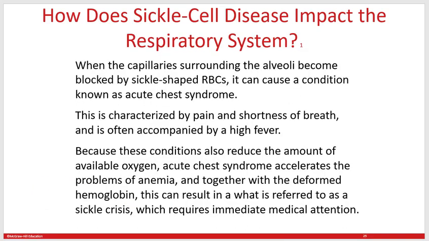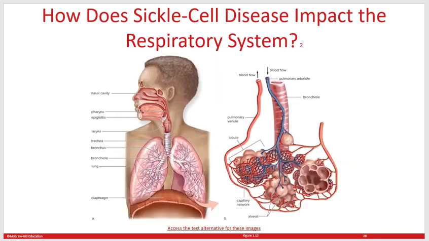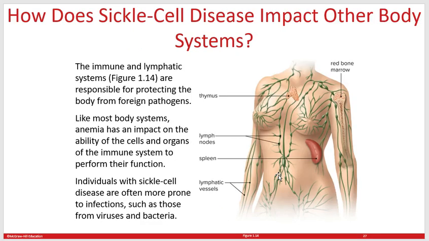When the capillaries surrounding the alveoli become blocked, it can cause a condition known as acute chest syndrome, with shortness of breath and high fever. It reduces the amount of oxygen, and so you end up with anemia, this low oxygen content in the body. And it requires immediate medical attention too. This shows how sickle cells can block up the capillary network in your alveoli there.